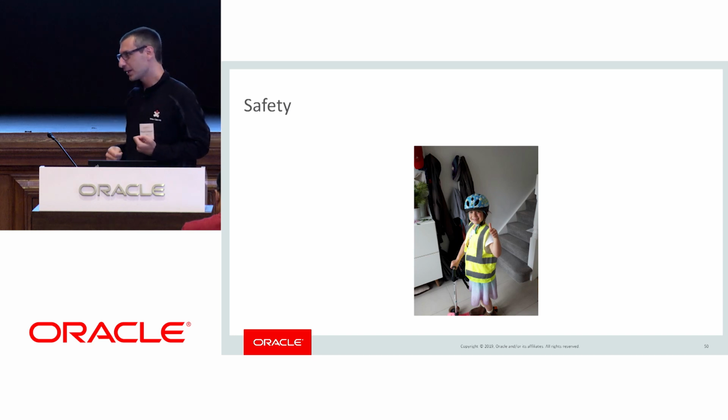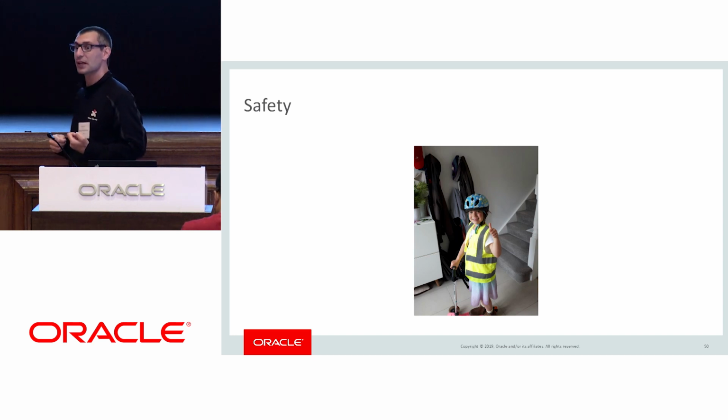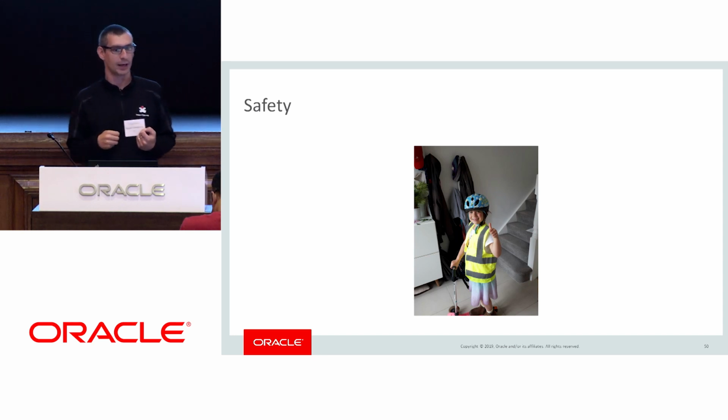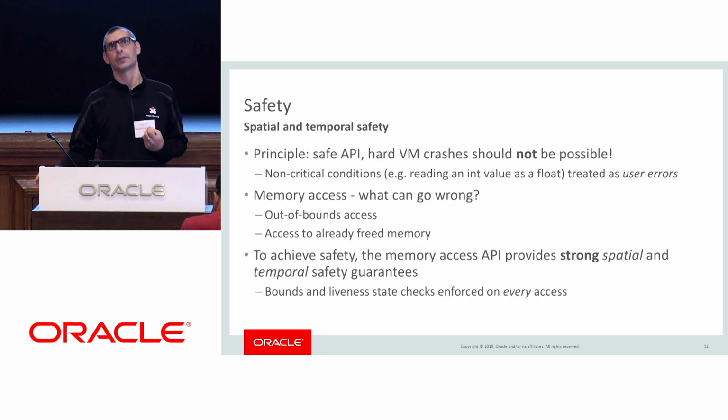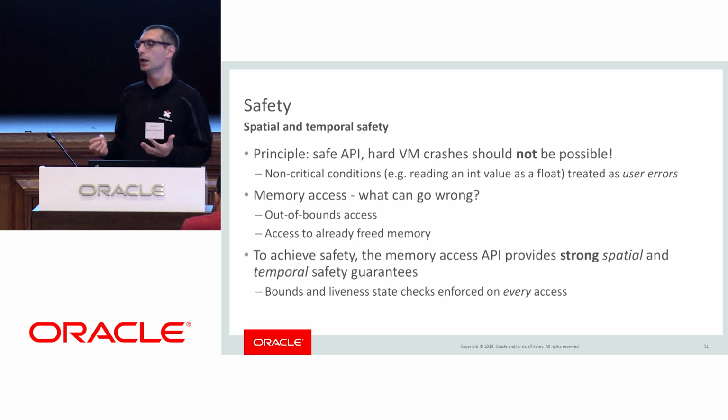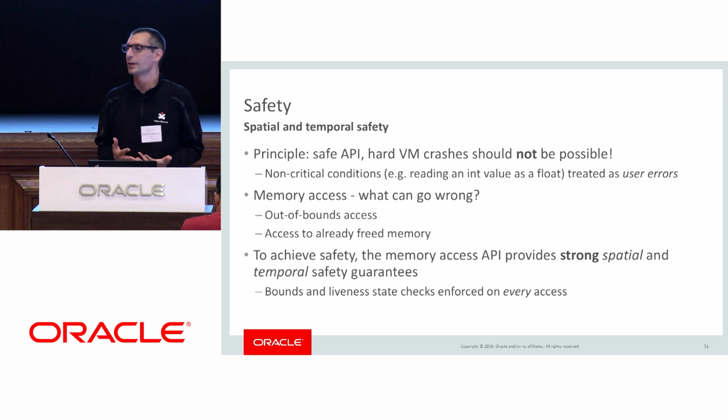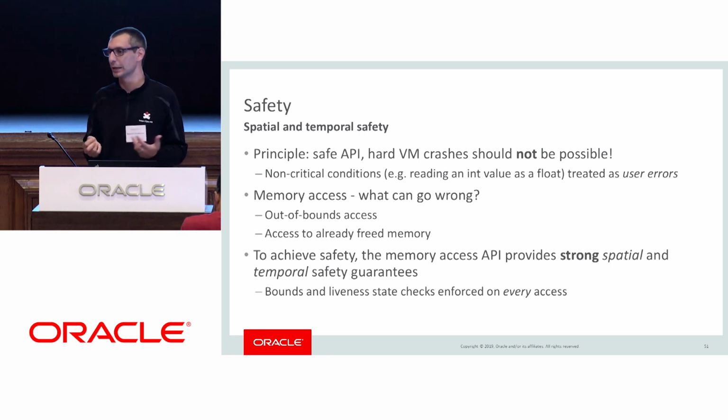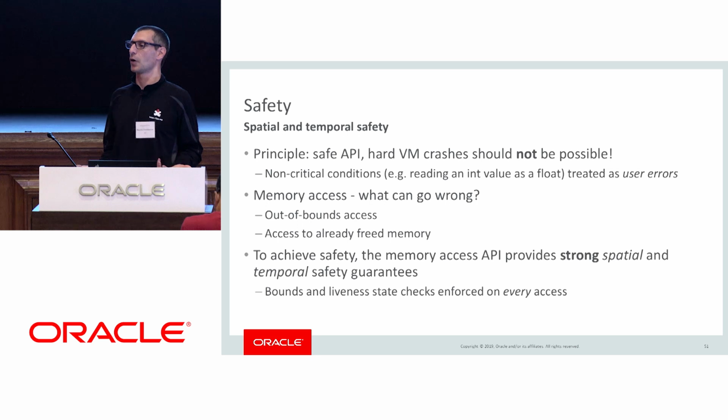So let's switch gears a bit and talk about the safety assumption of this API. As I said, one of the main design decisions here was to create a safe API to access off-heap memory, which seems like an oxymoron. Of course, when you access memory off-heap, you can crash everything. You can access memory out of bounds, or you can access memory that has already been freed, and there are a bunch of things that can go wrong here. How do we protect against that?